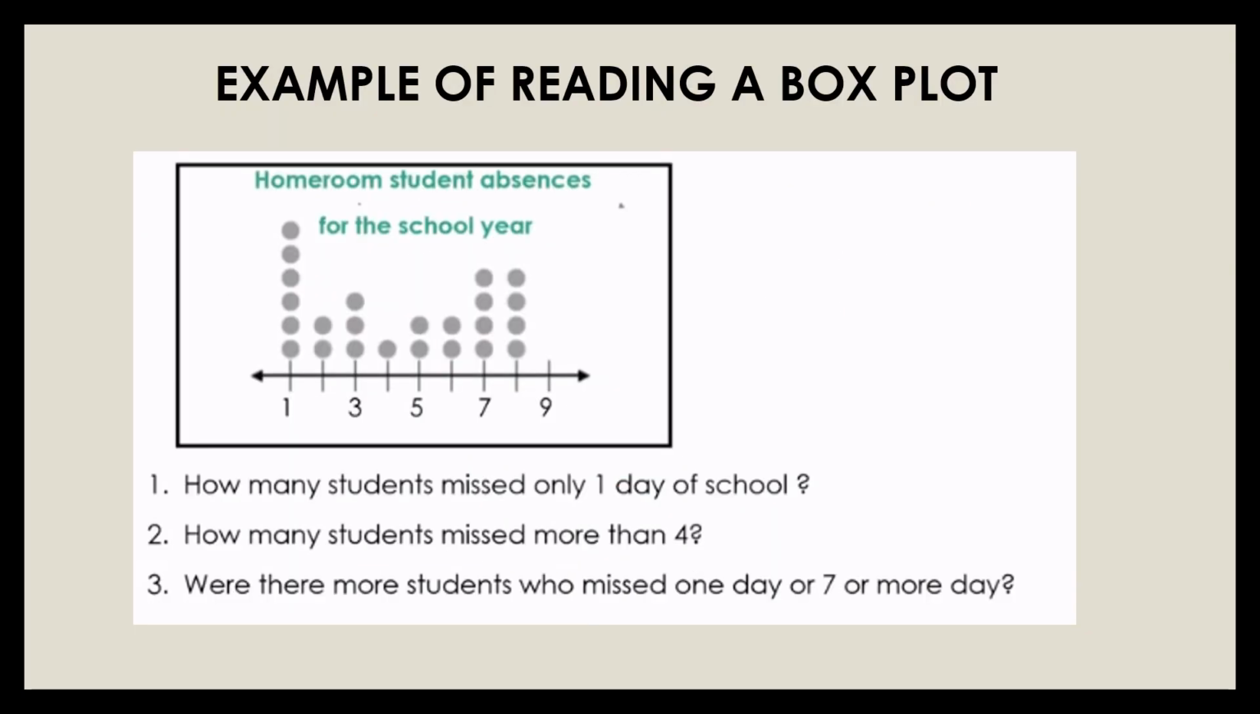Example of reading a dot plot. So we already have one made. The information is given there for us. How many students missed only one day of school? So look at the 1 and count your number of dots. There should be 6 dots. So there were 6 students that missed only one day of school.